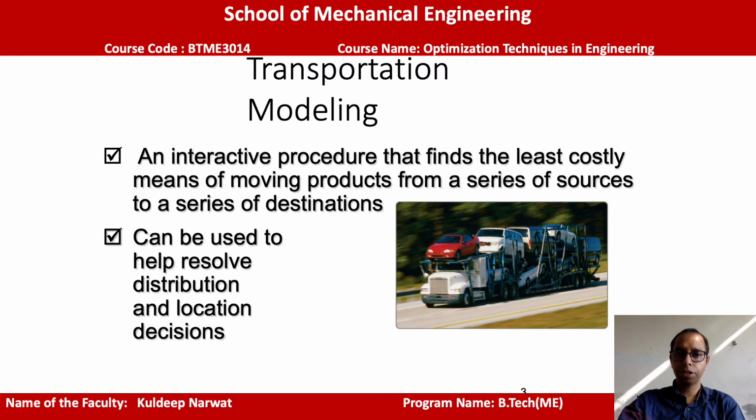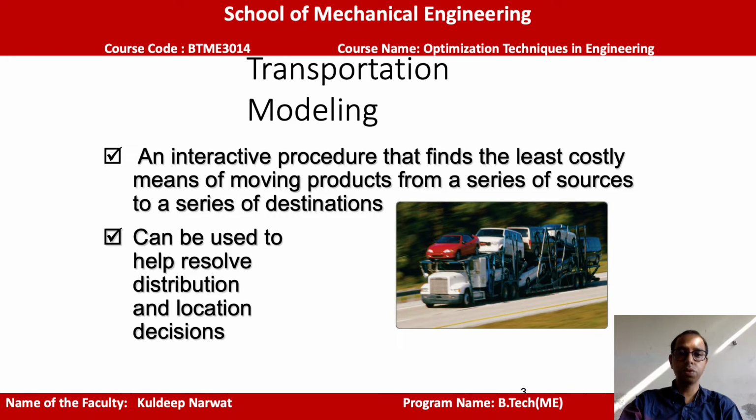So when we talk about transportation modeling, we are actually looking for an iterative procedure that finds the least costly means of moving products from a series of sources to a series of destinations. That means we have a product that is available to us at one location, which we call the source, and we are trying to transport that product from the source to the different destinations. So the algorithm can be used to minimize the cost, because our prime objective in solving the transportation problem is to minimize our transportation cost. That is what we are trying to do here.